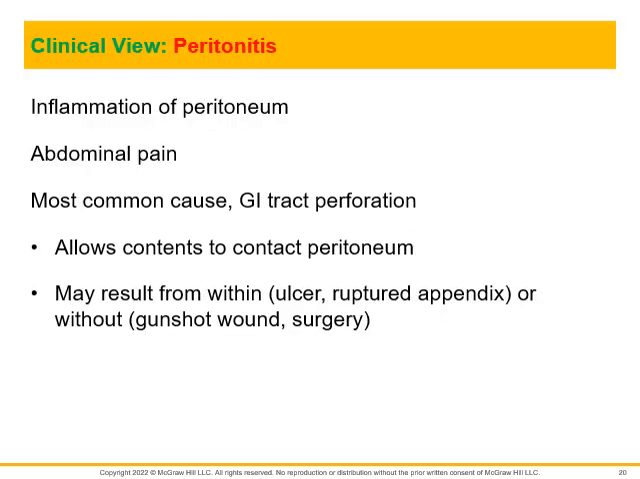So peritonitis, you could imagine if you had inflammation of the peritoneum, just like we've seen it in pleura or pericardium. So if you remember, we talked about the visceral and parietal pericardium inflammation, and then we talked about visceral and parietal pleura inflammation. So it can happen in the peritoneum as well. This would be abdominal pain. It's usually some sort of GI tract perforation, so a tear somewhere in the GI tract. It allows the contents to come in contact with the peritoneum. Ulcer, ruptured appendix, gunshot wound, surgery.